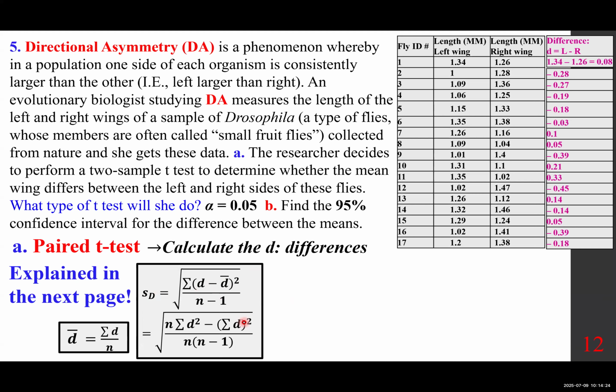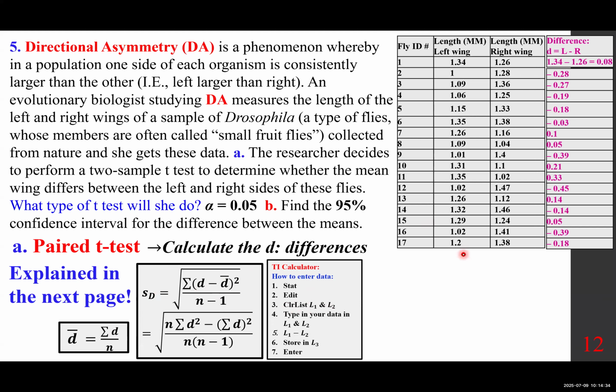The TI calculator uses stat, edit, clear list, L1 and L2. So the best course of action is to put this list as well as this list into a calculator. Let the calculator do the job for D bar. That means add them up, divide by how many we have, 17. So n is 17. And the standard deviation. Nobody expects you to do this by hand, but everybody expects you to understand which formula is being used.